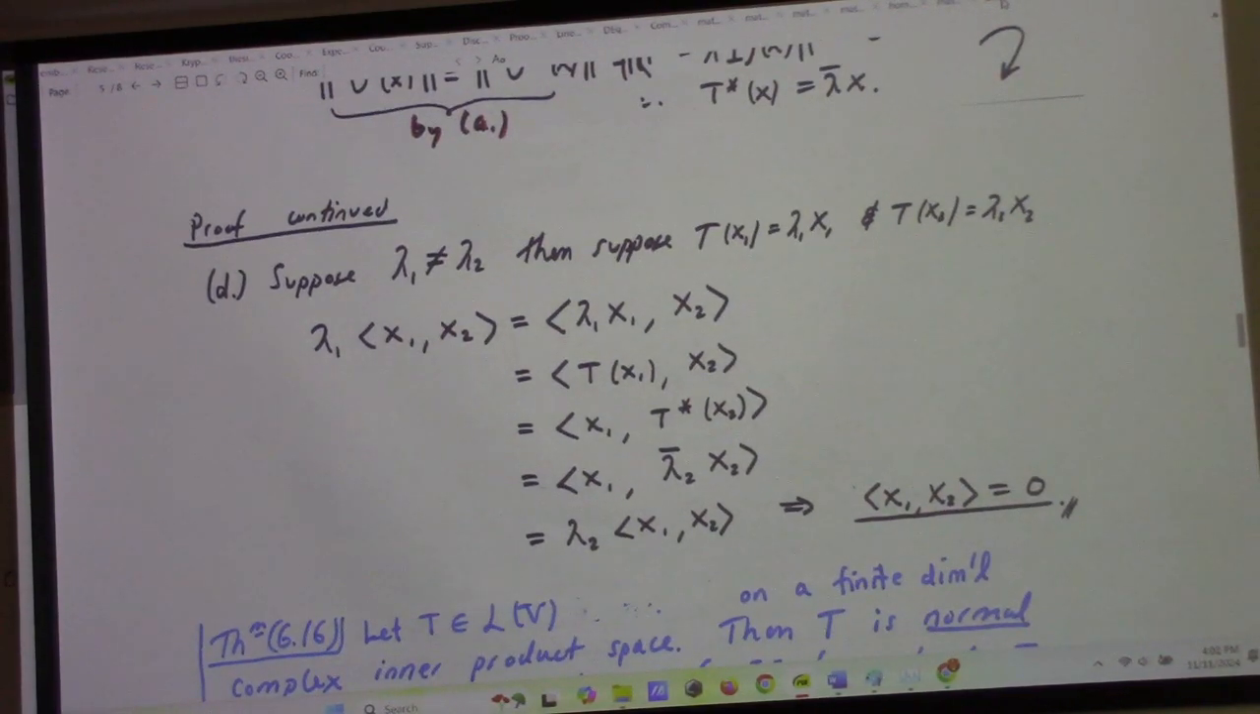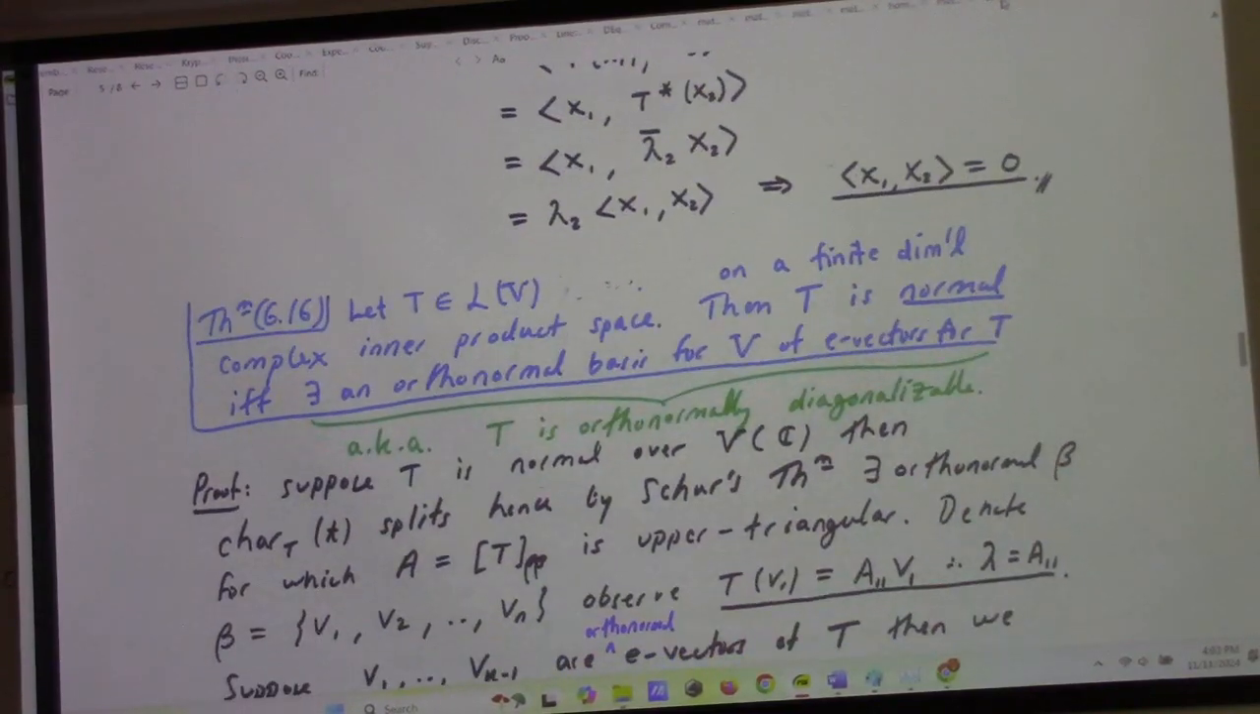The proof of orthogonality is simple as well. We start out with lambda times the inner product of x1, x2, pull the lambda in, change it to a T, move it to the other side, which gives it a T star. Then that's a lambda bar 2, and then pull it back out. You get lambda 1 minus lambda 2 times something, with lambda 1 not equal to lambda 2. The only way that can work is if the something is 0. So that's the orthogonality.